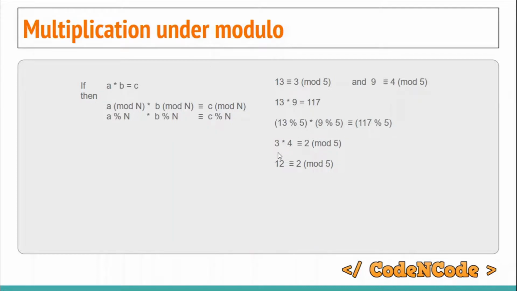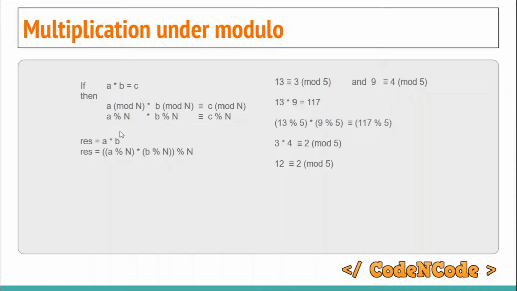So 13 mod 5 is 3 and 9 mod 5 is 4, and 117 mod 5 is 2, and 3 and 4 are 12, which are congruent to each other. So we see, if there are three integers with a into b equals c, then here you can see it is an equation because we are using the equal sign, and here it is a congruency because we are using the congruency sign. So if you have an equation of the form a into b equals c, then it comes out to be a congruency of a mod n into b mod n is congruent to c mod n, which is true if we look at this example, but we have to prove it formally.